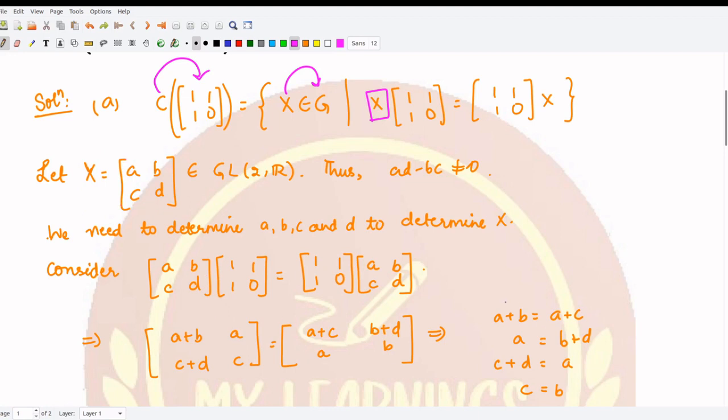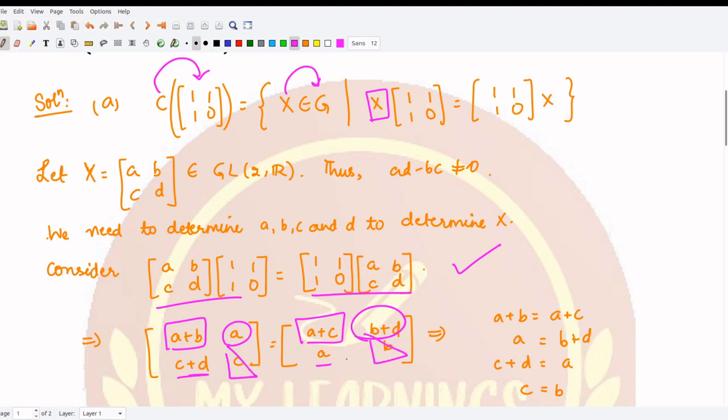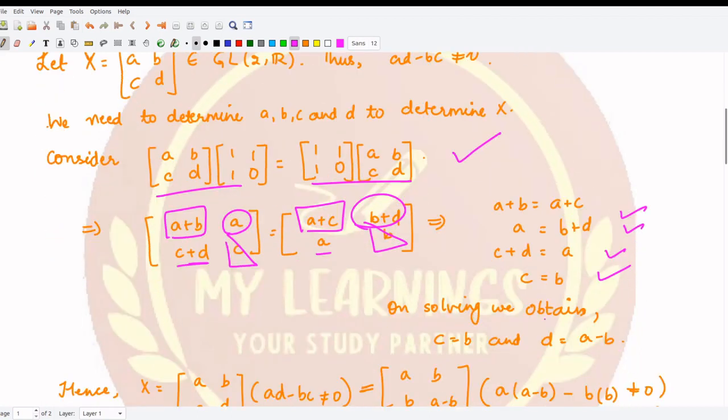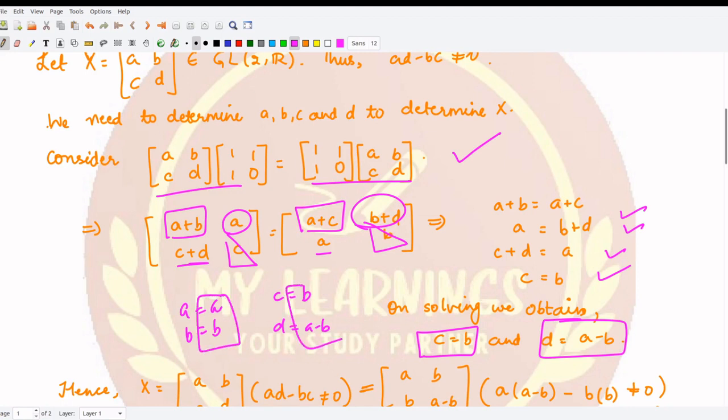So we consider this equation. On the left hand side and on the right hand side we multiply using matrix multiplication, and then we equate the corresponding coefficients. So A plus B is equal to A plus C, then A is equal to B plus D, C plus D is equal to A, and C is equal to B, correct. So we have these 4 equations. You can further simplify to obtain that C is equal to B and D is equal to A minus B. So we have put A is equal to A, B is equal to B, instead of C we obtain B, and instead of D we obtain A minus B. So you see, we obtain all of them in terms of A and B.